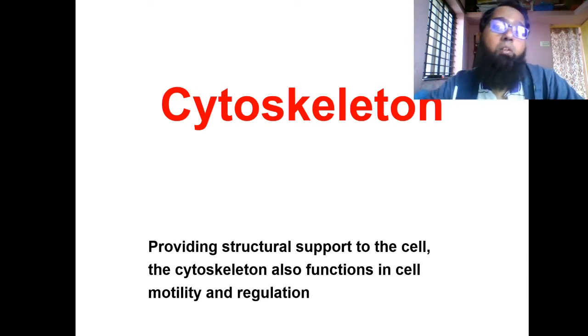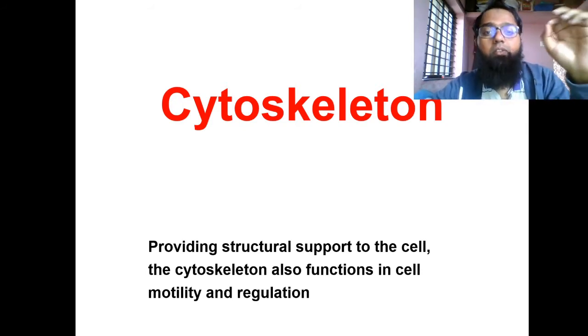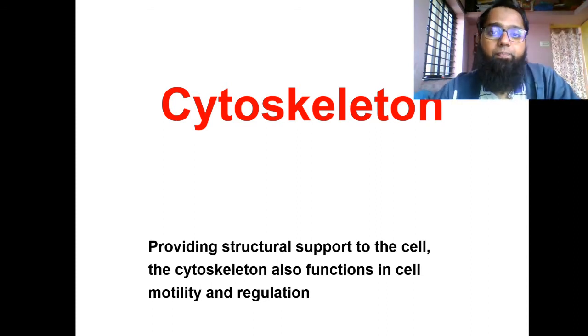So cytoskeleton is not only important to form the structure of the cell, that means how a cell looks and how a cell wants to be in the animal's body, where it wants to fit, and what all functions it is supposed to perform. That all depends upon the cytoskeleton. So two parts in the definition. First of all, it is providing structural support to the cell, and the cytoskeleton also functions in cell motility and regulation. What is motility and regulation? We'll see it in the coming slides.